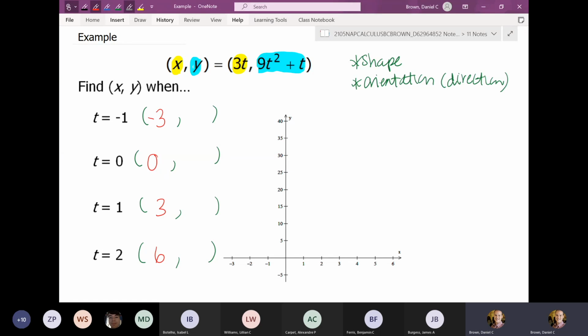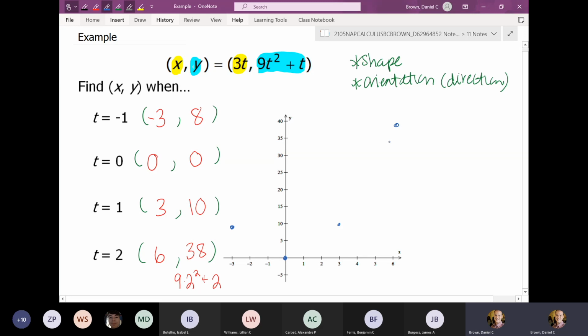9 plus -1, that's going to give you 8. When t is 0, the y is 0. When t is 1, the y is 10. And when t is 2, that's going to be 9 times 2 squared plus 2, which is 38. So I'm plotting those. Again, that was just making a t-chart. I can plot those pretty efficiently: -3, 8; 0, 0; 3, 10; and then 6, 38.